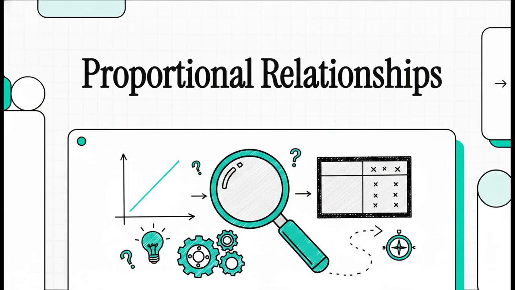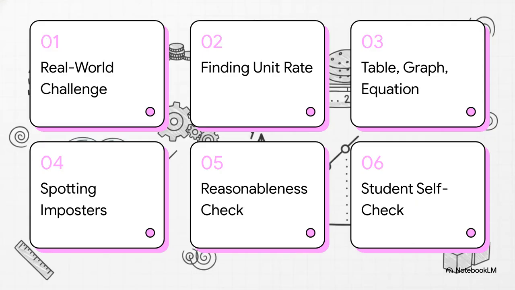So grab your metaphorical magnifying glasses because we are going to find out exactly how numbers behave when they are perfectly in sync. So here's the map for our investigation today. We'll start with the real-world challenge, find the unit rate, and then explore the table, graph, and equation. After that, we'll practice spotting the imposter, do a quick reasonableness check, and wrap it all up with a student self-check. Let's get right into it.